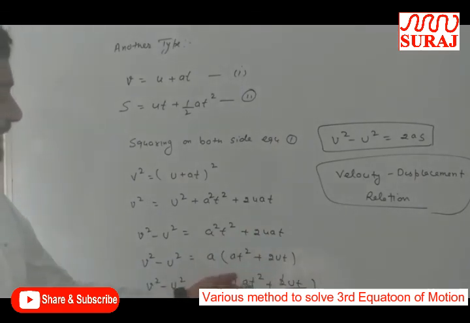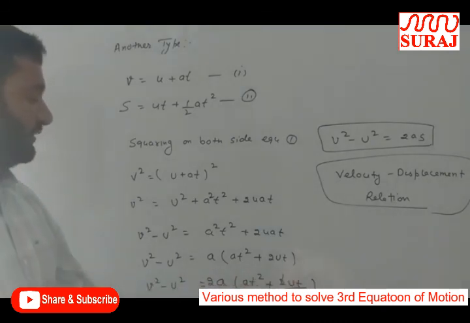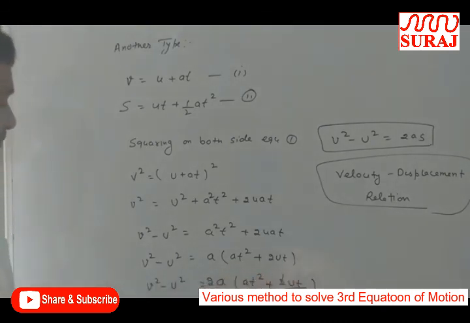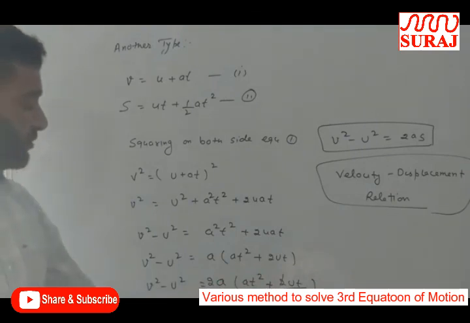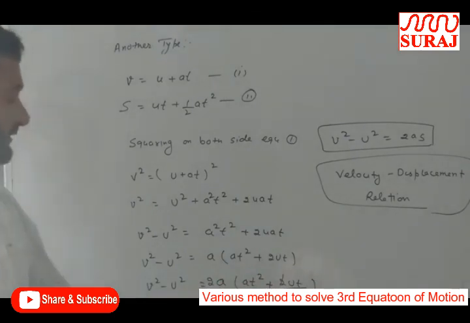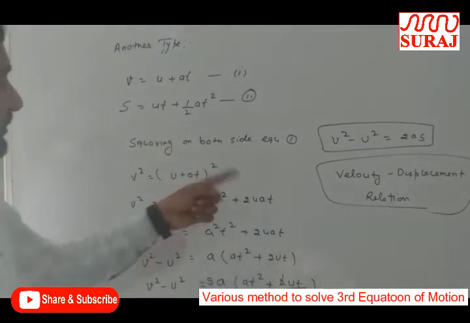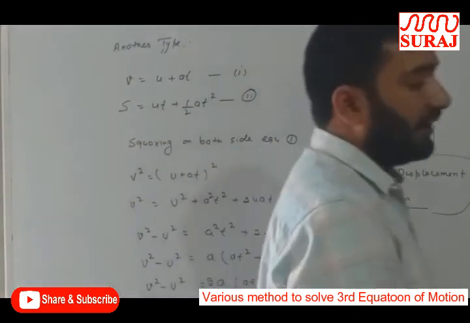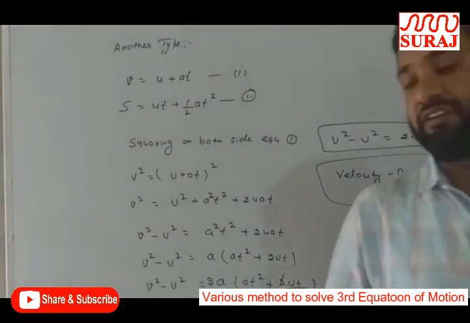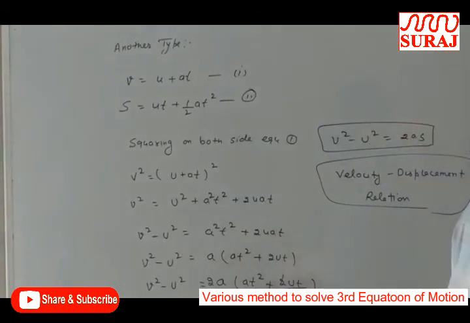From here divide and multiply this by 2, then 2a into (at square by 2 plus 2ut by 2). 2 cancel. So v square minus u square is equal to 2a (ut plus half of at square). Then this value is equal to s. So v square minus u square is equal to 2as, and this is known as the velocity displacement relation. This is the third equation of motion.